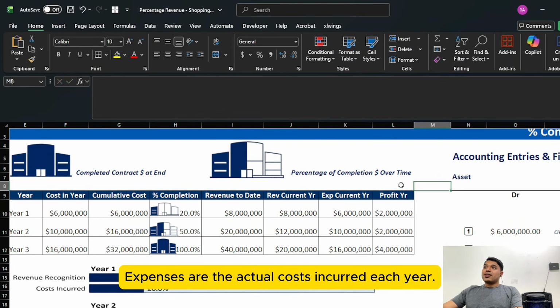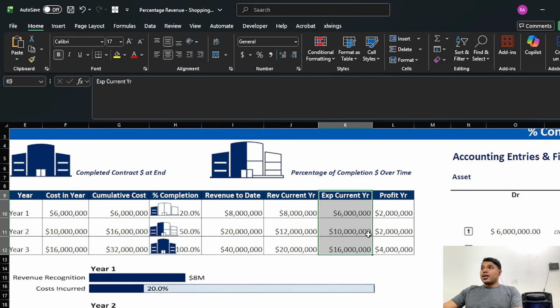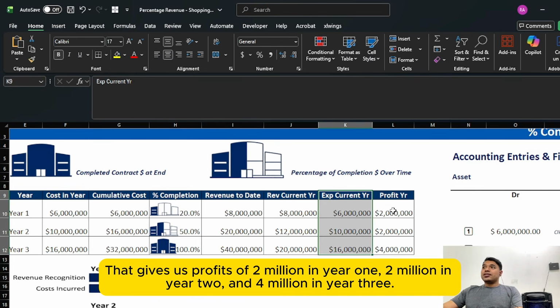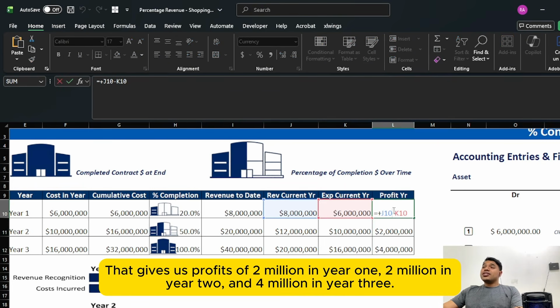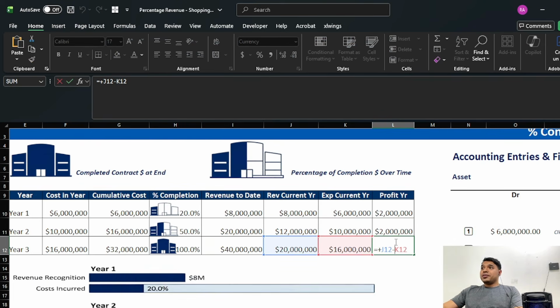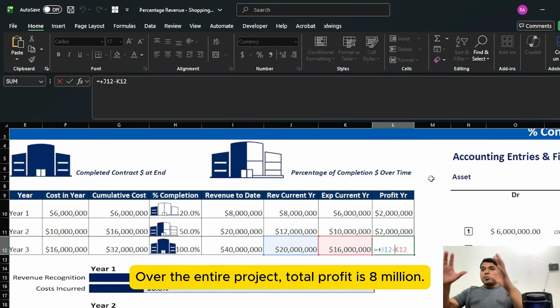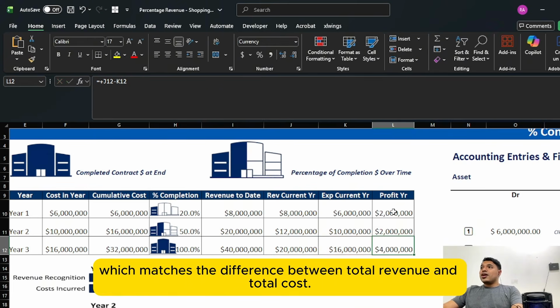Expenses are the actual cost incurred each year. That gives us profits of $2 million in year 1, $2 million in year 2, $4 million in year 3. Over the entire project, total profit is $8 million, which matches the difference between total revenue and total cost.